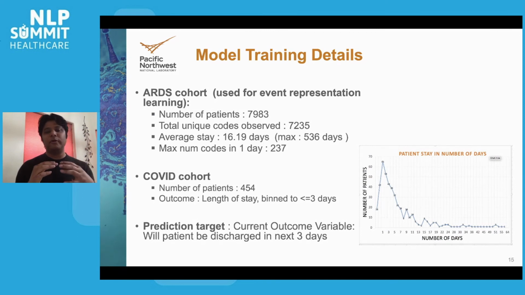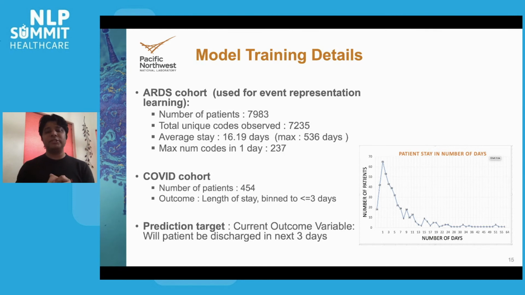So as I said, the COVID-19 cohort prediction task is, given a window for the patient, so we look at the patient in a sliding window fashion. Given a sliding window over time, we look back the last 2 days, or we can look back 4 or 8 days, and then we try to predict: will the patient be discharged in the next 3 days?